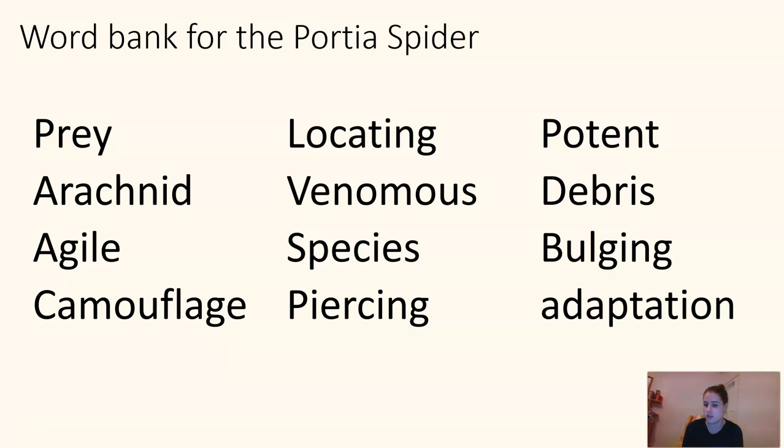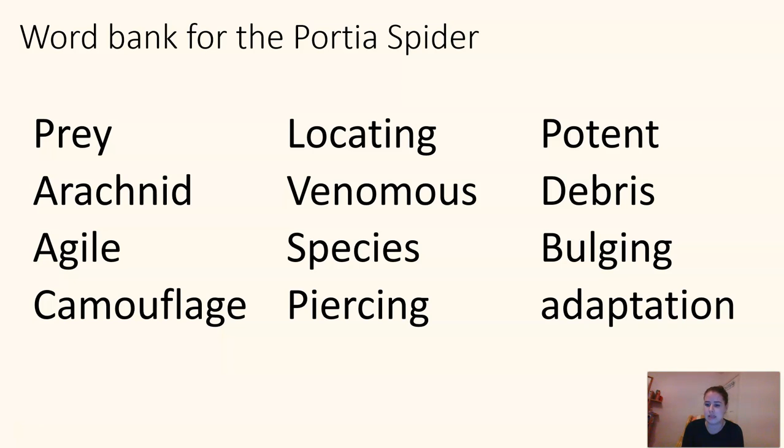You may need to go away and do some extra research if you find you don't have enough, and make sure you have got a nice strong word bank that's going to help you with your writing. So I've created myself a word bank, and this is going to help me with my writing today. So a lot of these are more subject specific words. So this vocabulary is linked to the Portia spider. So I have prey, I have locating, which is my formal language, potent. So potent is to do with the strength of something. If something's not very potent, it's not very strong.